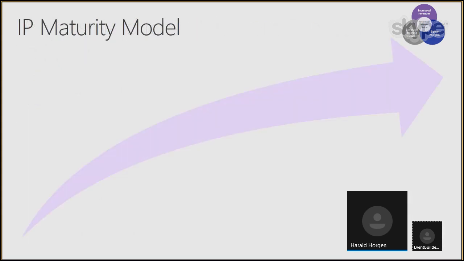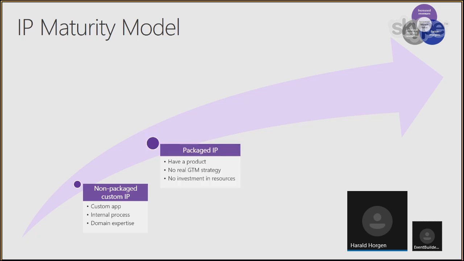So as we look at companies and the maturity model for developing repeatable IP, it starts at the first level with non-packaged custom IP, and many of you are already doing that. You're going in and solving a very specific problem or issue for your client, and you're developing that custom IP. And then you say, well, gee, maybe we can do this for two or three other clients with a lot of customization around it. It becomes a little bit more repeatable, but you still haven't made a real investment in an ongoing scalable business model.